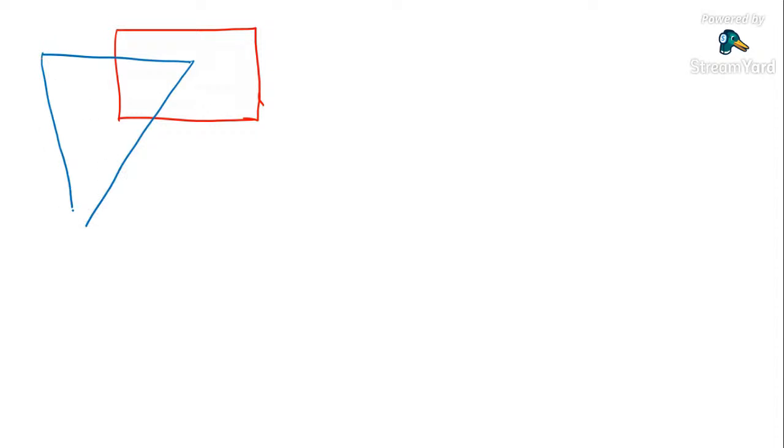Now we'll take one example and solve it. Suppose this is the window, and you want to clip the polygon. Suppose this is the polygon ABC, and you want to clip it against the window by using the Sutherland-Hodgeman algorithm.